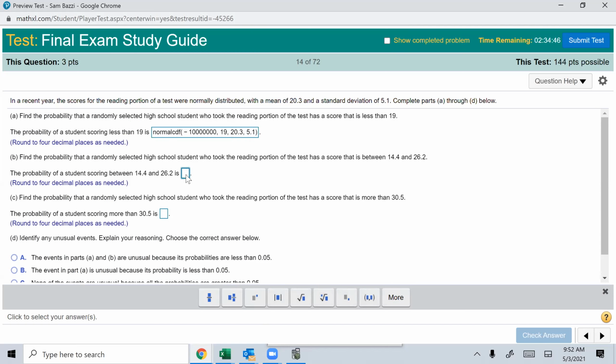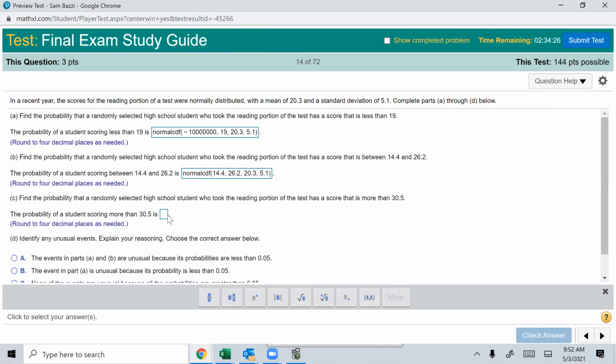For the next one, it's between, so that will be normal CDF. 14.4 is the lower bound, 26.2 is the upper bound, and the mean and standard deviation do not change, 20.3 and 5.1.